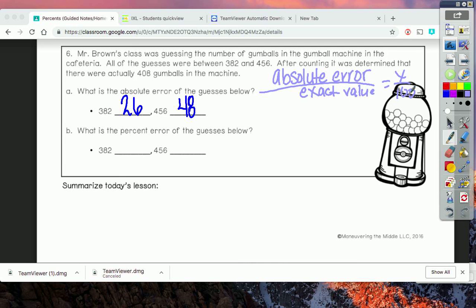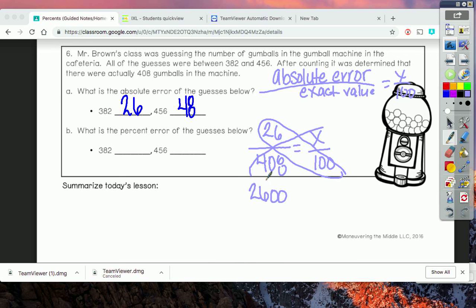Okay? So our absolute error was what? 26, when we counted 382. And what's the exact value? 408. And set that equal to X, because we're looking for a percent, which is over 100. And percent is always over 100. If you cross multiply, that's going to give you what? 408X. Then what do I do with this one-step equation?